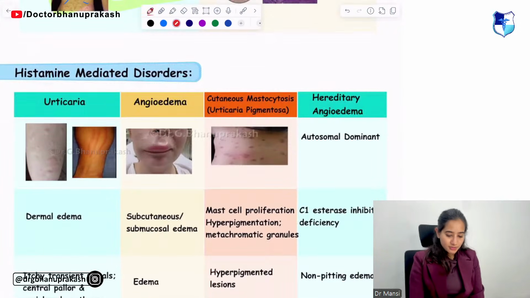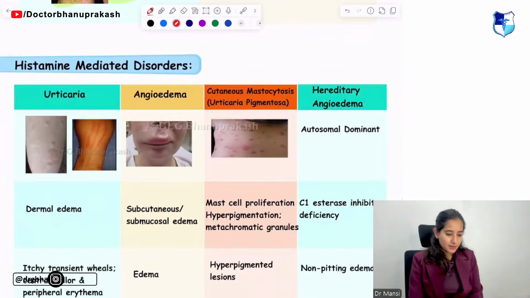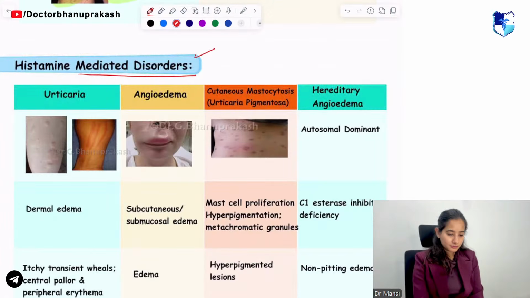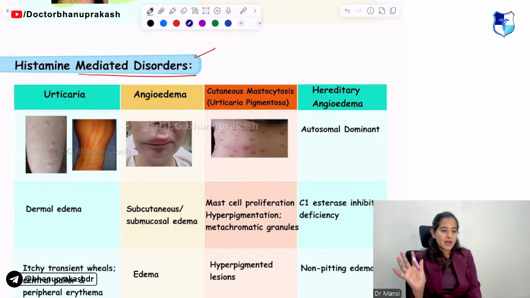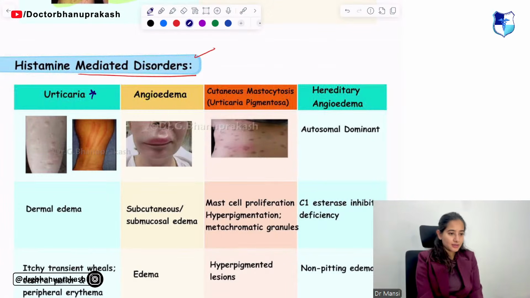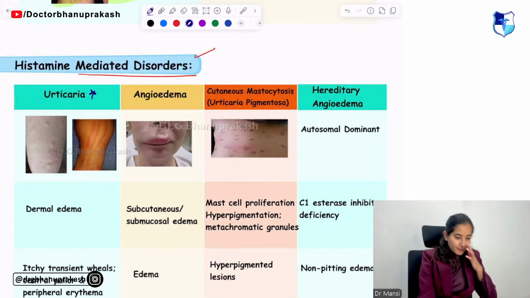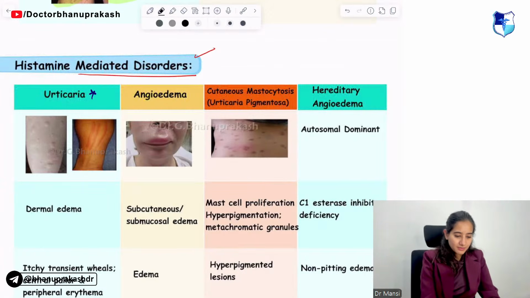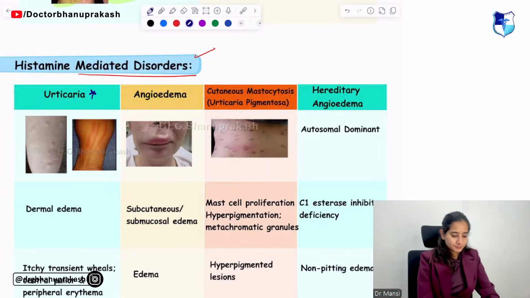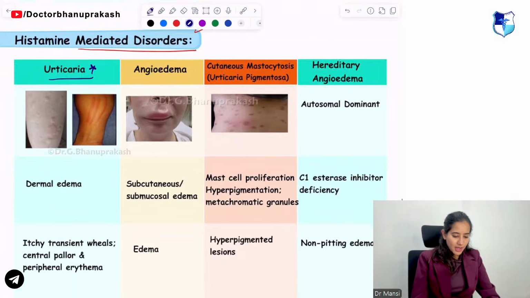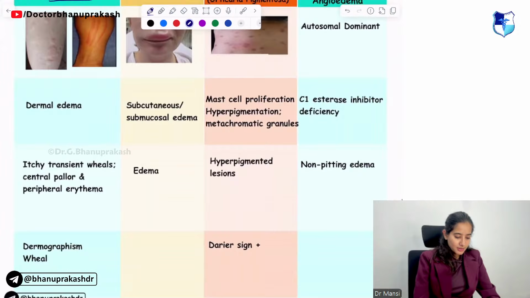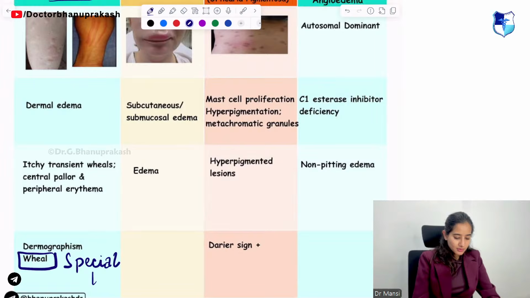Then we move to histamine-mediated disorders. I guess all of you have seen urticaria at least, right? Most of the people have probably seen urticaria. The special lesion of urticaria is a wheal. So this is a special lesion.